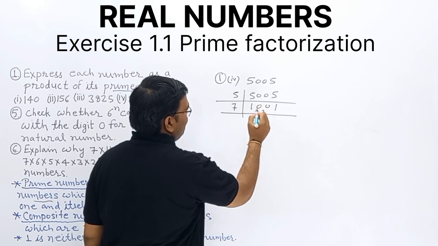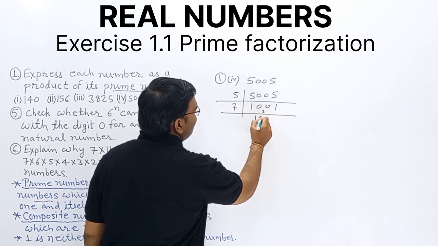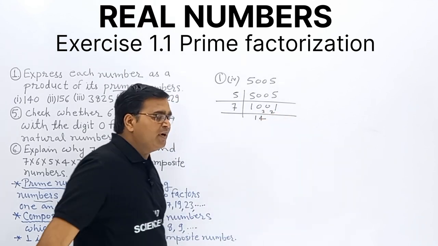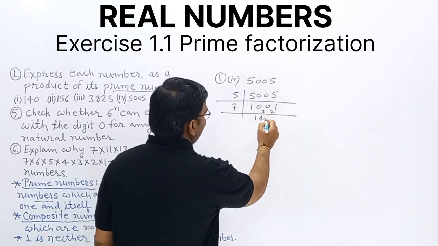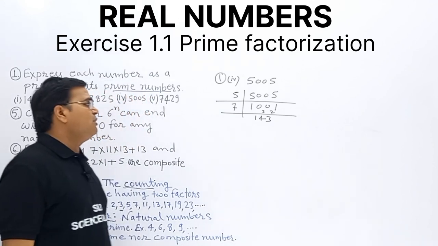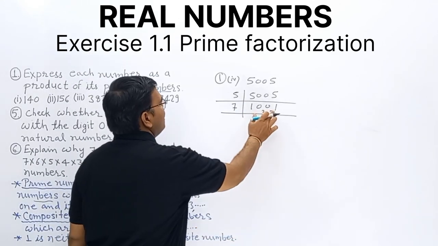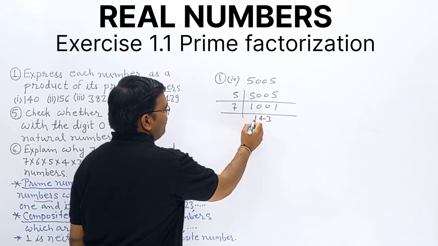1 time. 3 is remaining. Now how many times going? 30 is there, so 4 times. 7 fours are 28. Now 2 is remaining, 21. Yes, we can divide easily. 7 threes are 21. Yes, it is divisible by this number. 1001 is divisible by what? 7. Now next one, 143.